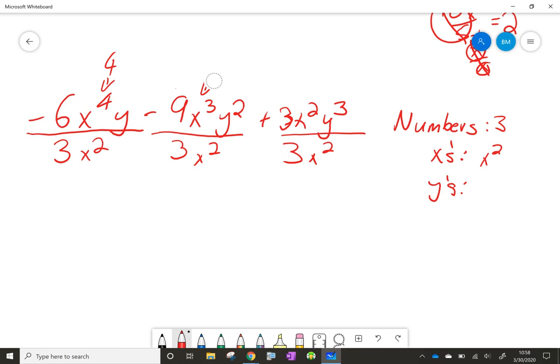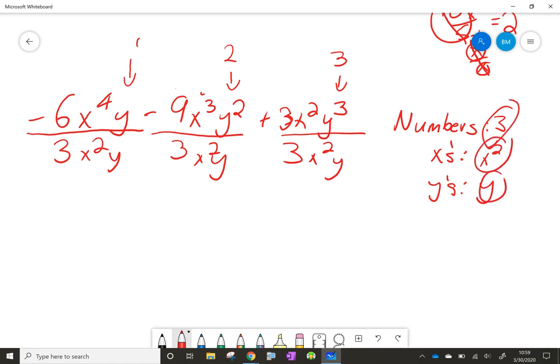Now we also have y's in common here. Let's look at how many y's each term has. The first term has 1 y, the second term has 2 y's, and the last term has 3 y's. So at the very least, they all have at least 1 y in common. So we're going to take that out as well and add that to our GCF. So our GCF is 3x squared y. That is our GCF.